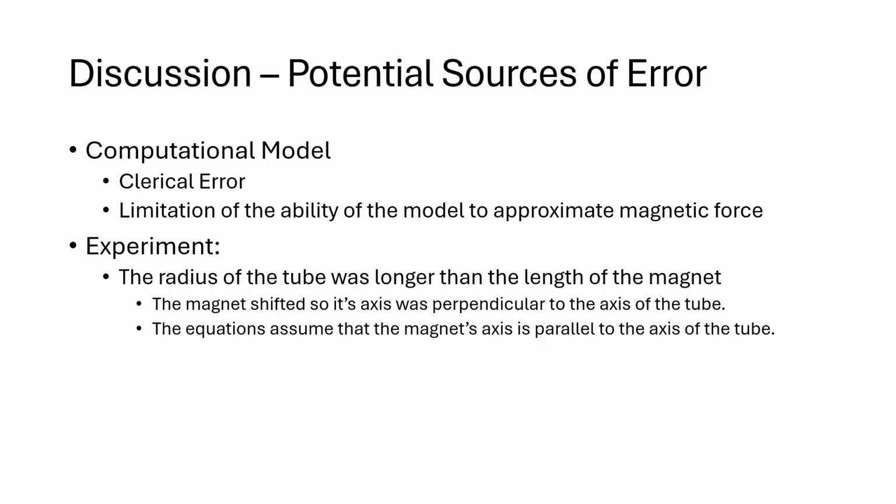It's also possible that the equations that were used were just limited in their ability to approximate the actual magnetic force on the magnet. It's also worth noting that in the experiment, the magnet rotated horizontally, which is inconsistent with the equations, which assume that the magnet would be aligned along the axis of the tube.